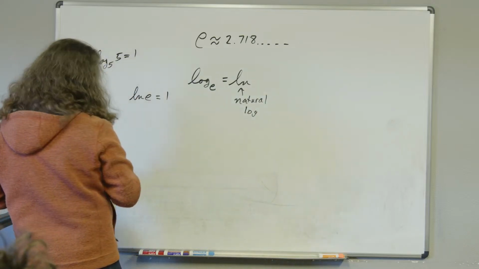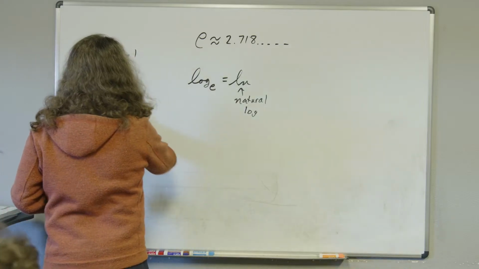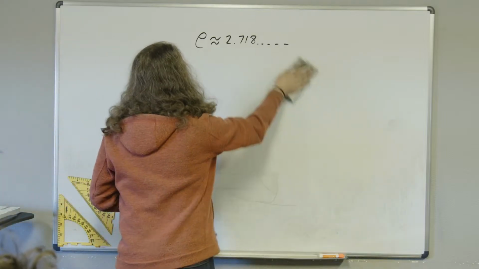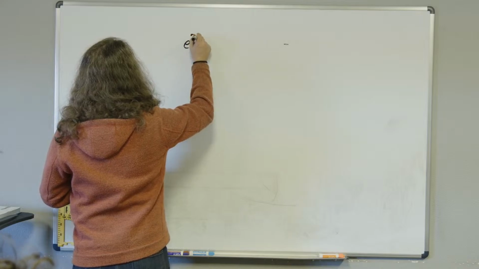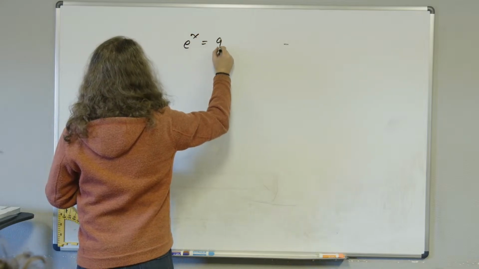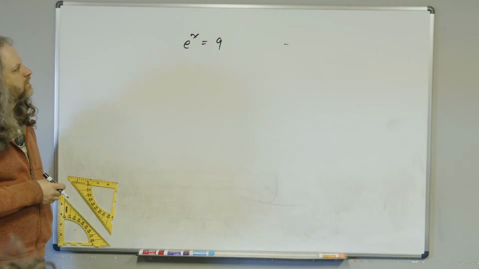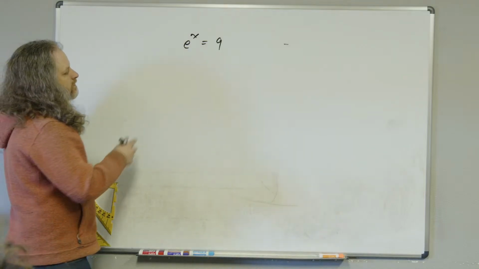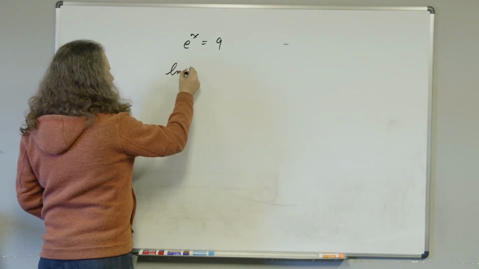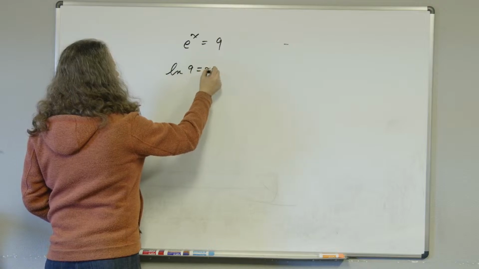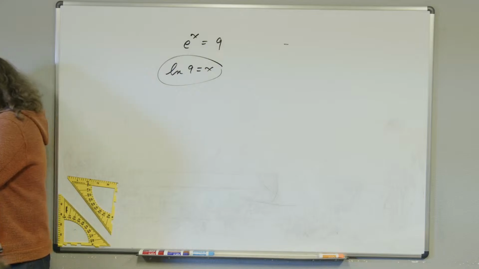If I asked you to write e to the x equals 9 in logarithmic form, what would you write? The natural log of 9 equals x. Wow. Easy money, right?